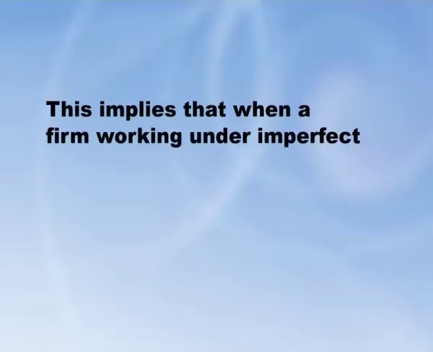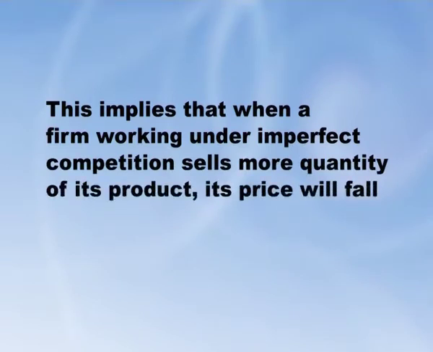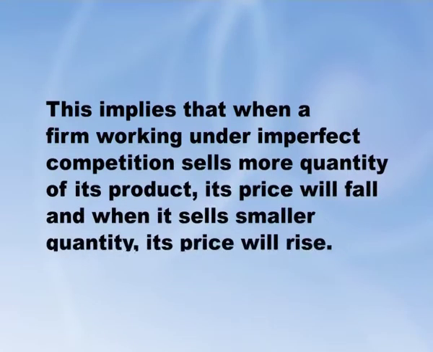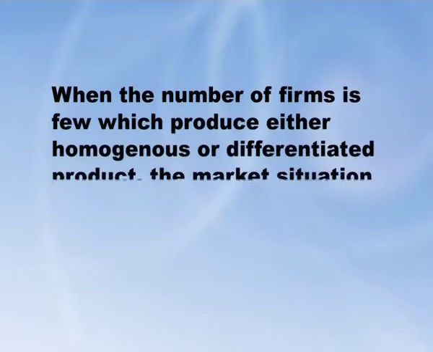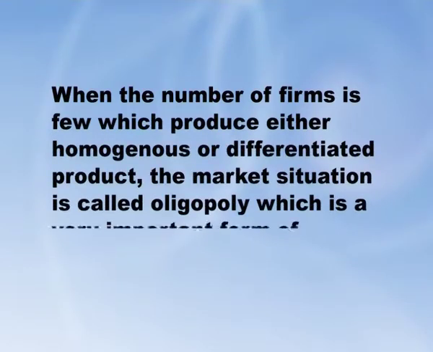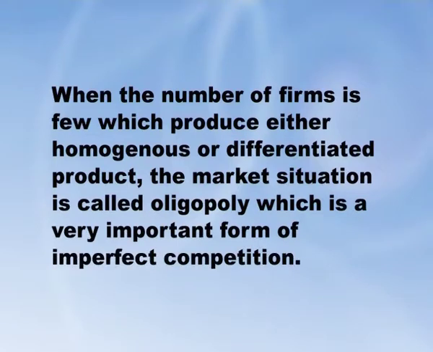The important feature of imperfect competition is that the demand curve facing an individual firm working under it is downward sloping. This implies that when a firm working under imperfect competition sells more quantity of its product, its price will fall, and when it sells a smaller quantity, its price will rise. When the number of firms is few, which produce either homogeneous or differentiated products, the market situation is called oligopoly, which is a very important form of imperfect competition.